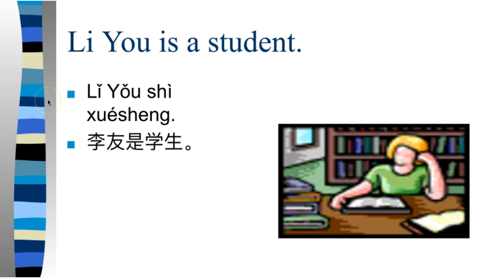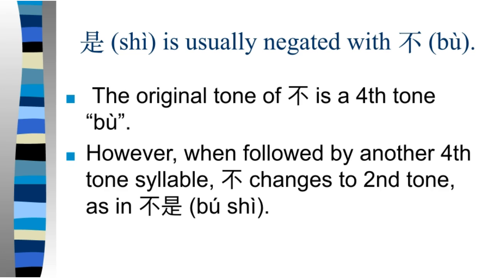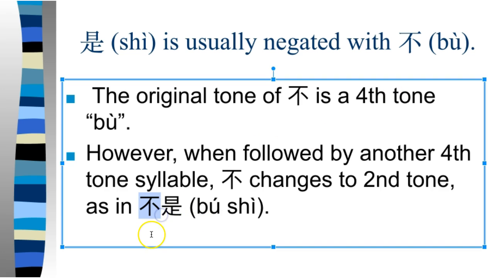How do I say Leo is a student? Leo 是学生. She is a student. If I want to say somebody is not a student, right? This is not Beijing. I would say 不是. Right? 不 is usually fourth tone, but here 不 changes to a second tone in front of another fourth tone because of our tone sandhi rule. So we say 不是.